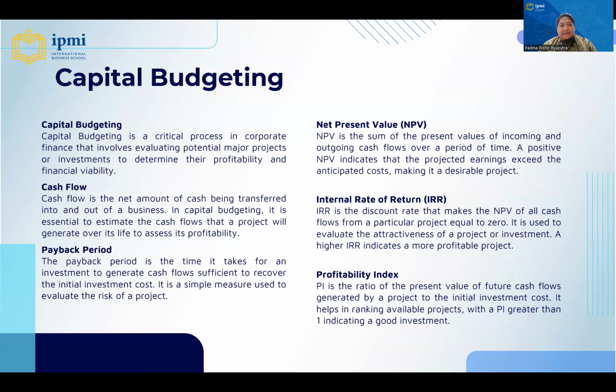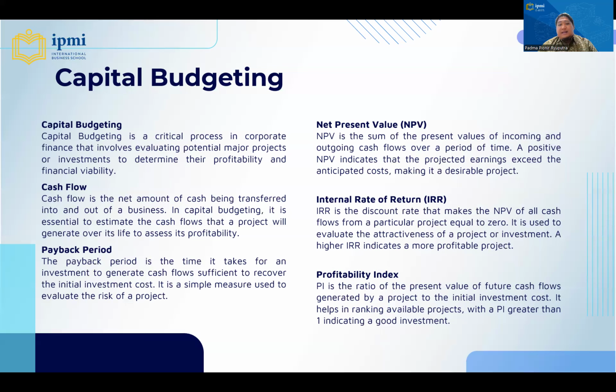Payback period is the time it takes for an investment to generate cash flow sufficient to recover the initial investment cost. It is a simple measure used to evaluate the risk of a project. Net present value is the sum of the present values of incoming and outgoing cash flows over a period of time. A positive NPV indicates that the projected earnings exceed the anticipated costs, making it a desirable project.